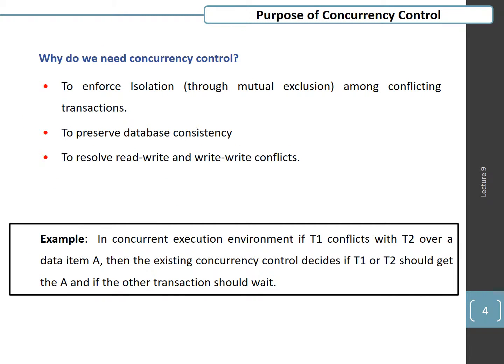The purpose of concurrency control, as I demonstrated before, is to solve the three problems, which are the dirty read, the lost update, and the incorrect summary. So it will enforce isolation among conflicting transactions, and it will maintain database consistency and resolve read-write and write-write conflicts. So if two transactions have a conflict between them, the concurrency control will decide which transaction will terminate and which one will complete.